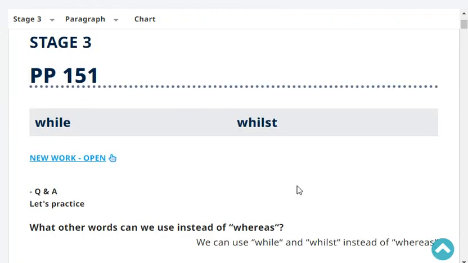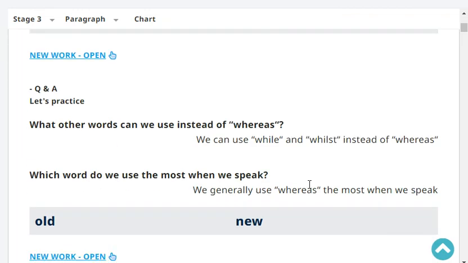Ready? Here we go. What other words can we use instead of whereas? We can use while and whilst instead of whereas. Very good.